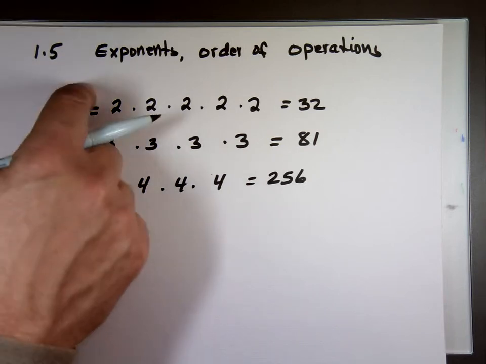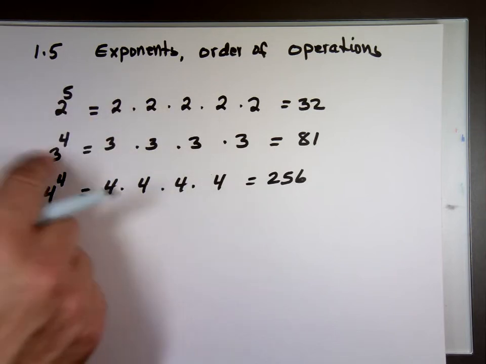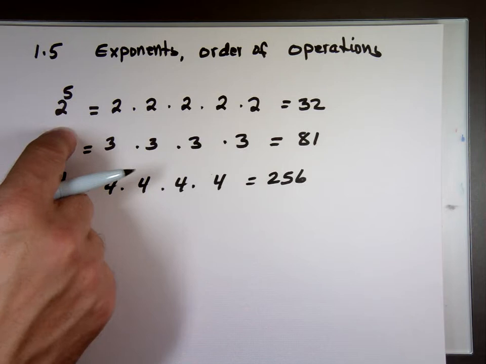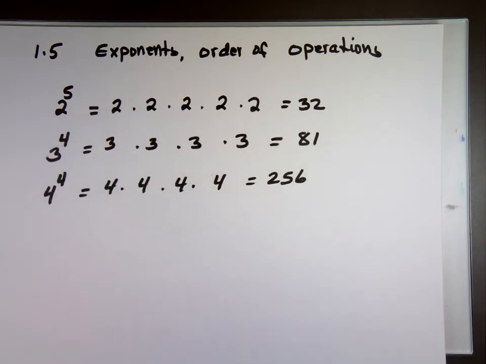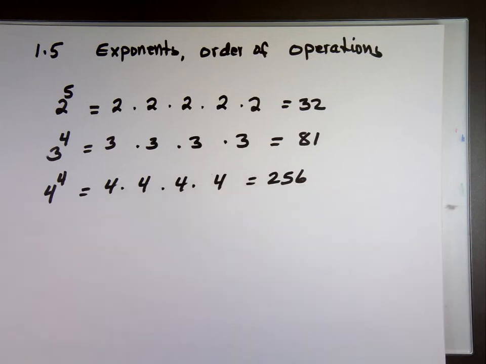So 2 to the 5th does not mean 2 times 5, which is 10. It's not. 3 to the 4th is not 3 times 4, which is 12. It's 81. 4 to the 4 is not 16. It's 256.